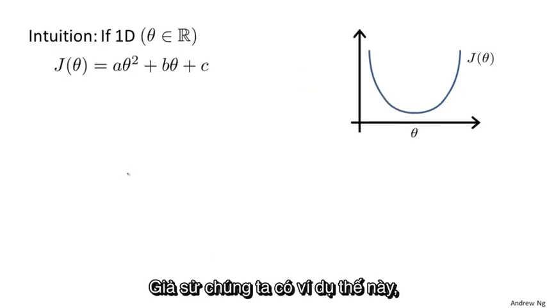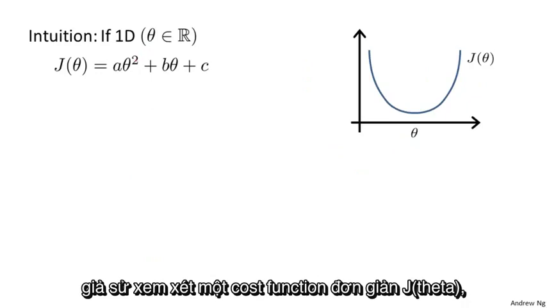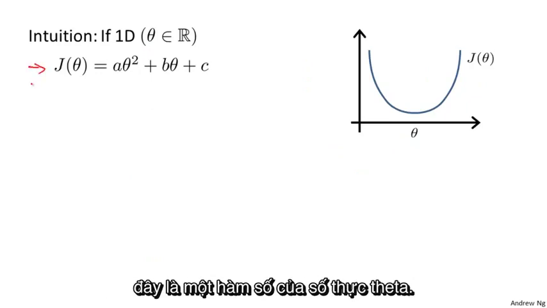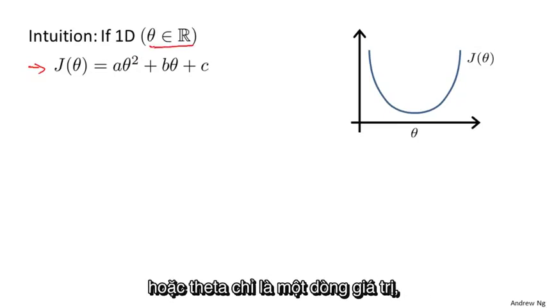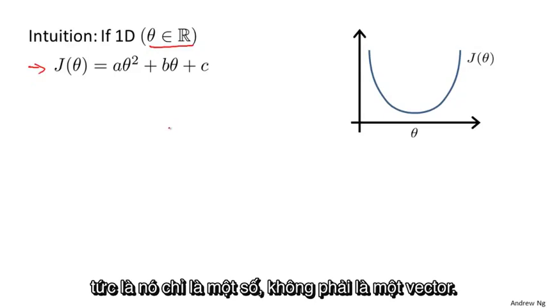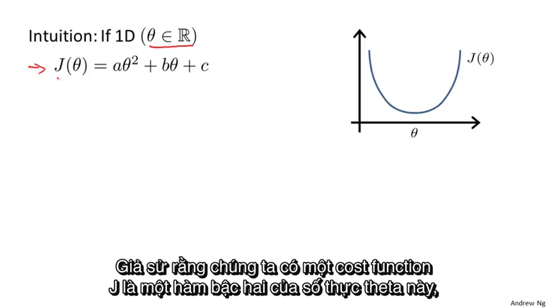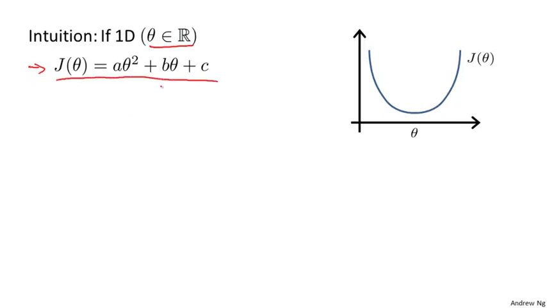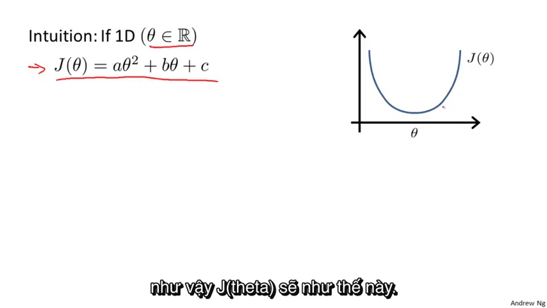For this explanatory example, let's take a very simplified cost function J of theta that's just a function of a real number theta. So for now, imagine that theta is just a scalar value, or a real value. It's just a number rather than a vector. Imagine that we have a cost function J that's a quadratic function of this real valued parameter theta. So J of theta looks like that.